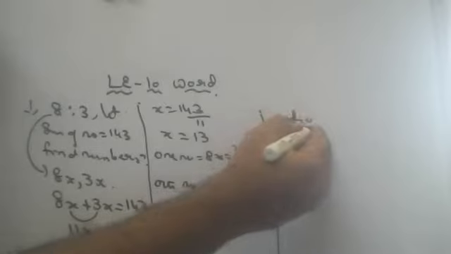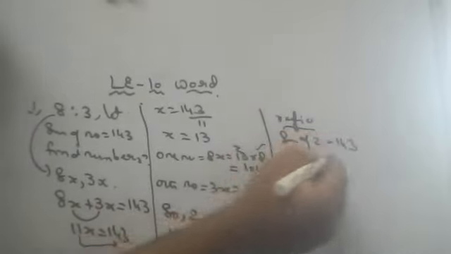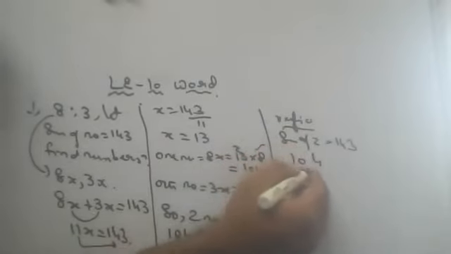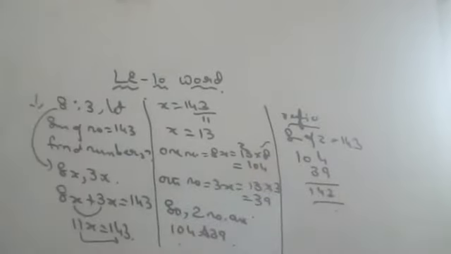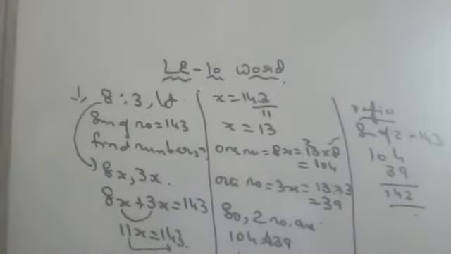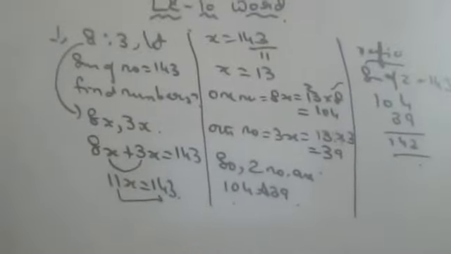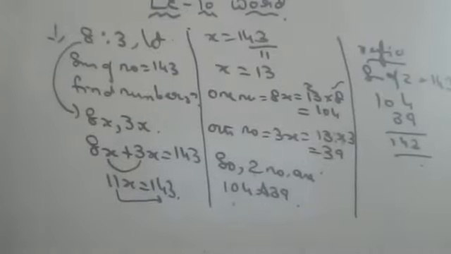Verification. He said that the sum of the two numbers is 143. What are the two numbers we got? 104 and 39. 104 plus 39 is 143 only. Verification also I did. Right, children? So that is the first sum.